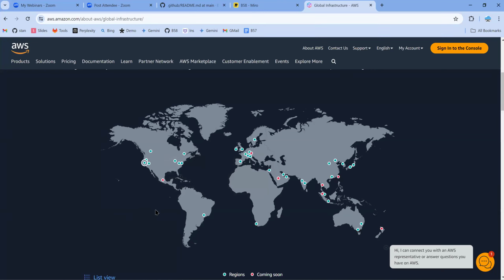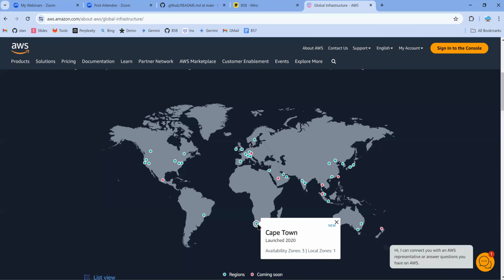Okay, it's been launched a very long time ago. Wherever you see red color, that means they are in the process of building. I think last time when I started, this Kingdom of Saudi Arabia we had not seen. Now it's there. Last time Melbourne was there, Sydney was not there. And last time in Cape Town, Africa, we didn't see that it was operating. I think it launched 4 years back.